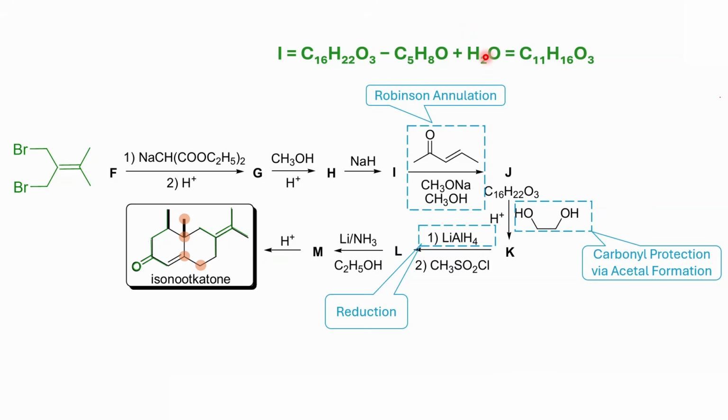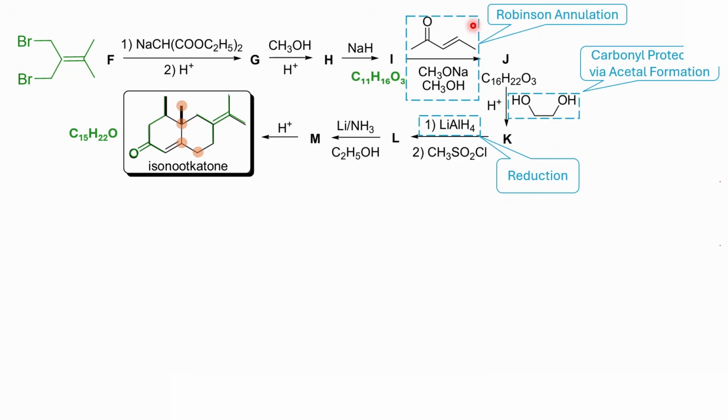Why? Because during the process, 1 molecule of water is lost for every molecule of the annulated ring that's being formed. For every molecule of J that we are forming, we are losing 1 molecule of water. Okay? So by applying this, we can have the molecular formula for compound I. And we can see that it has 11 carbon atoms.